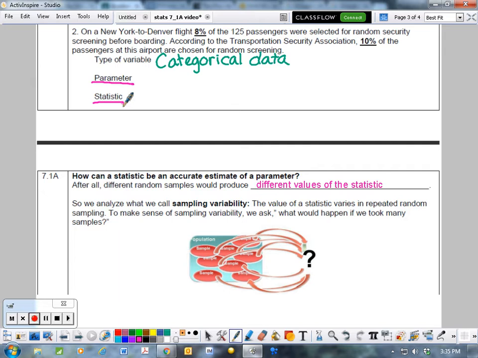So on a New York to Denver flight, 8% of the 125 passengers were selected for random security screening before boarding. According to the TSA, 10% of passengers at this airport are chosen for random screening. So this is a sample from one flight. So this 8% is our p hat because it's our proportion of the sample. Now, technically we should write that as a proportion. 0.08 is p hat. And then our parameter p is what it should be for the entire airport, which is 10%.